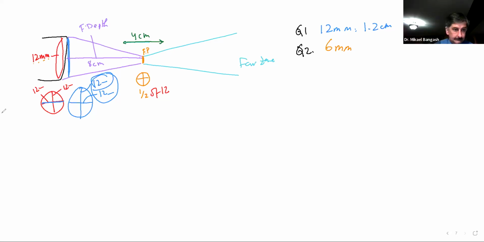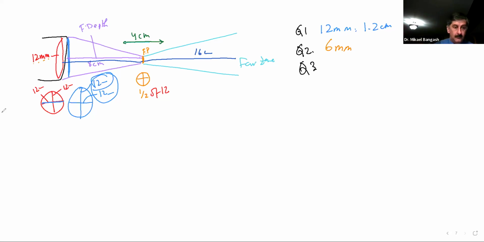Question number 3. What is the diameter of the sound beam at a depth of 16 centimeters? When they say a depth of 16 centimeters, probably that's from here. So this is 8 centimeters, and if you add on another 8 centimeters, this is going to be at a depth of 16 centimeters. Did you guys get that?